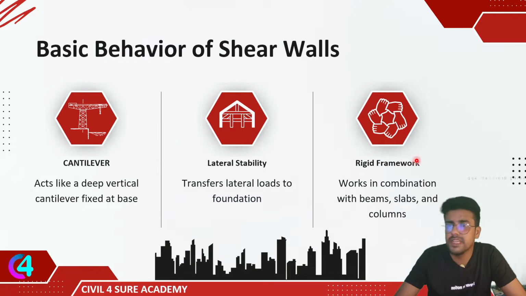And the third basic behavior is that it is going to make our frame very rigid. It is going to work in combination with beams, slabs and columns. It is also going to be constructed monolithically, or you can say the concrete is going to be cast monolithically with the beam, slab and column, making them one rigid framework, which in turn is going to increase our lateral stiffness.